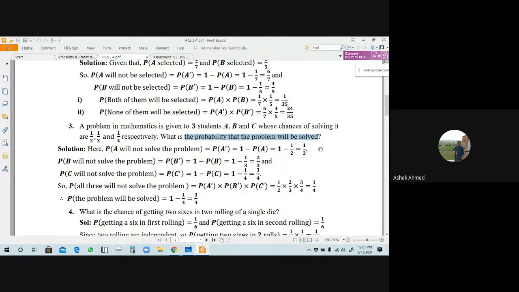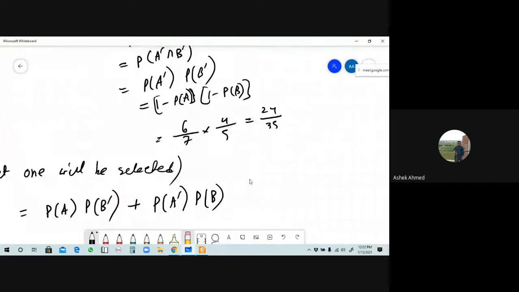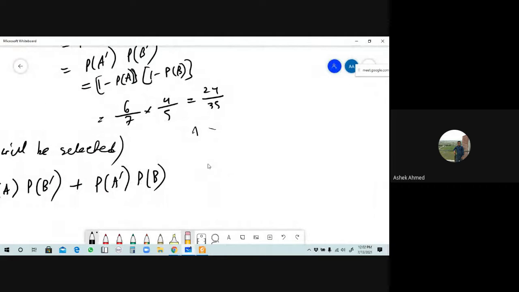Try to tell me just the main concept. What do you mean by the problem will be solved? Either one, or two, or all of them will solve the problem. That means at least one will solve the problem. Understand? Yes sir. At least one will solve the problem here. For that case you can apply the concept of probability of union.